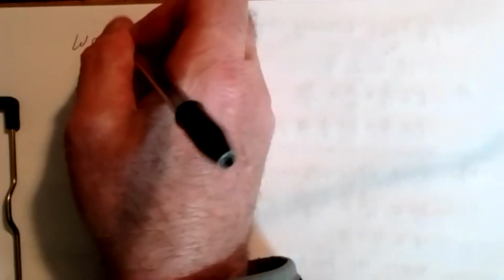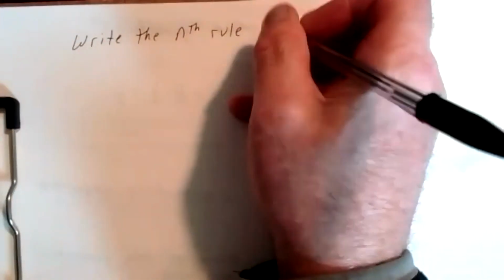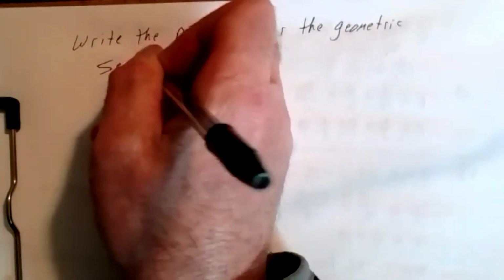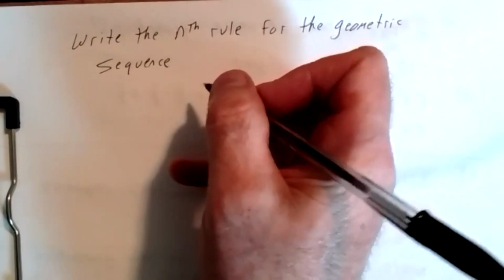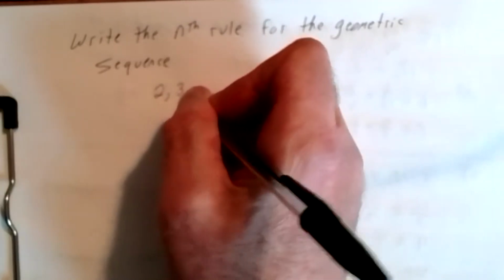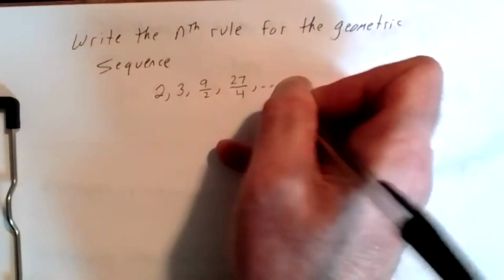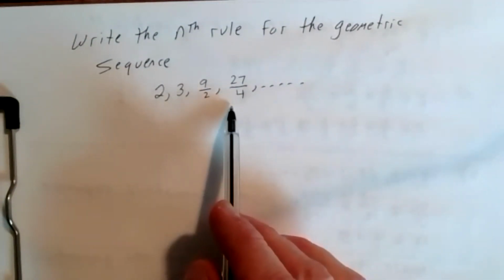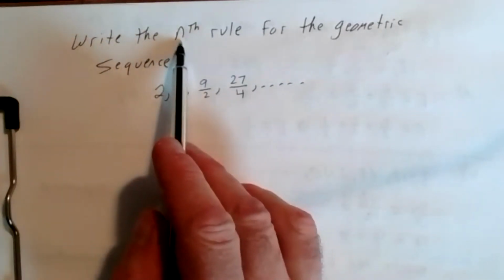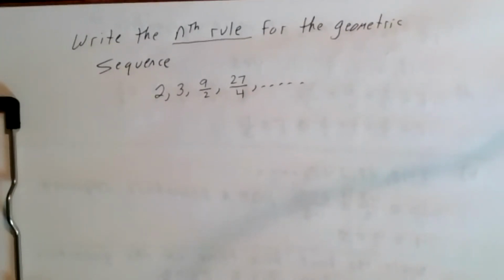Let's try to write the nth rule for the geometric sequence. And ladies and gentlemen, they give us the first few terms of this geometric sequence: 2, 3, 9/2, 27/4, etc. Given these first 4 terms of this geometric sequence, can we derive or come up with the nth rule for this geometric sequence?